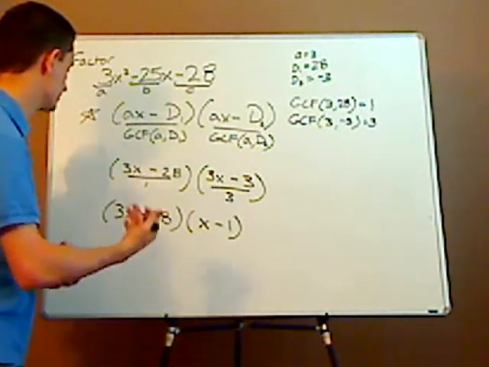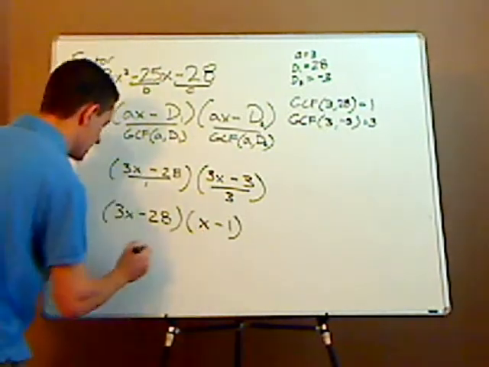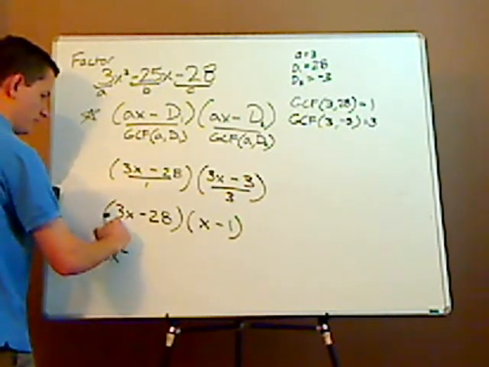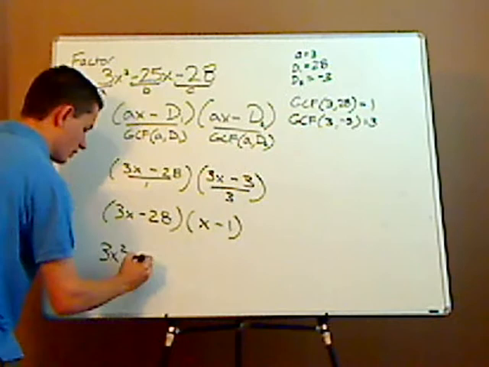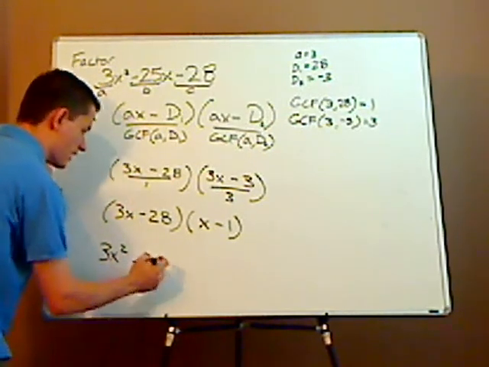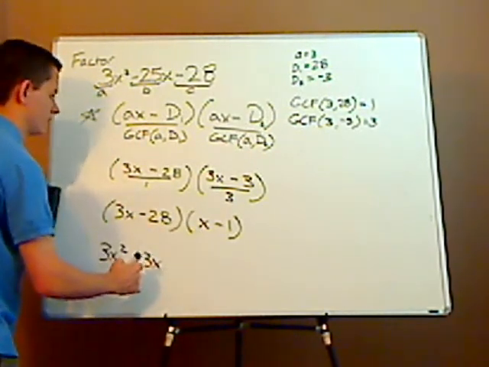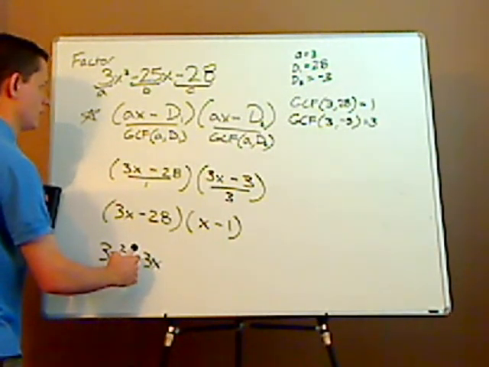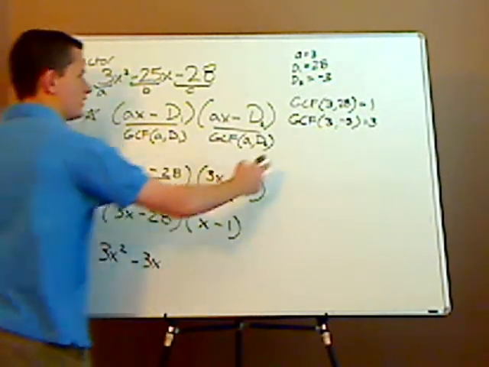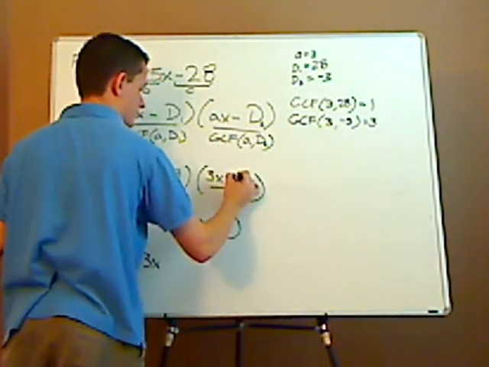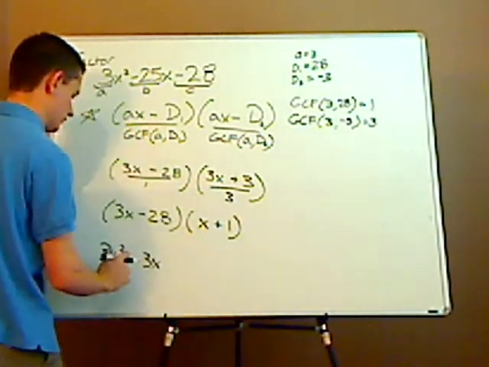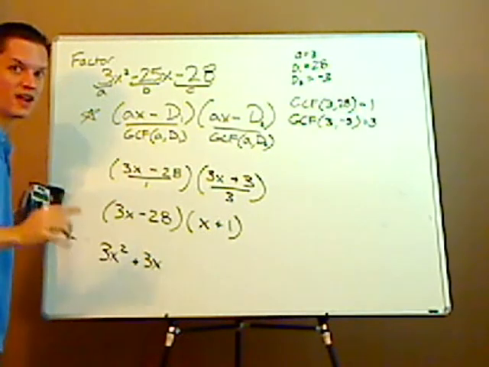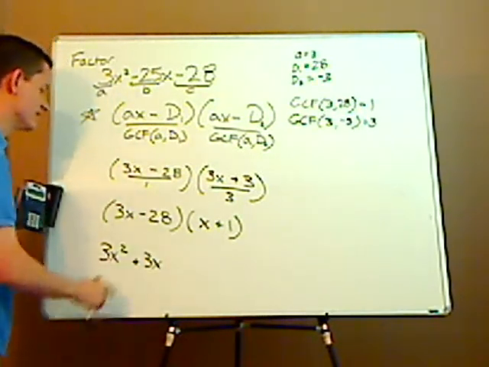So let's actually FOIL. 3x times x is 3x squared. You have the outer, 3x times negative 1, which is minus 3x. You have the inner. Wait, am I doing that correctly? Oh, this is a negative 3, so this should be a plus. Okay, that makes more sense. So it's a plus 3x. Yeah, be careful of the negative signs, rule of thumb.